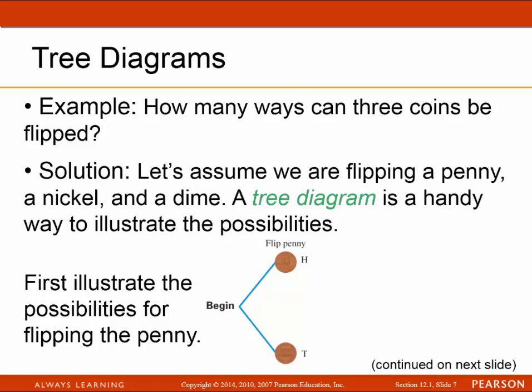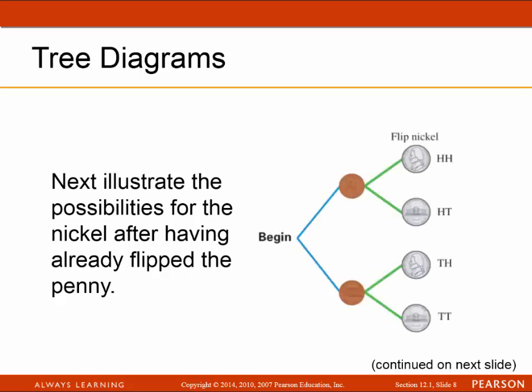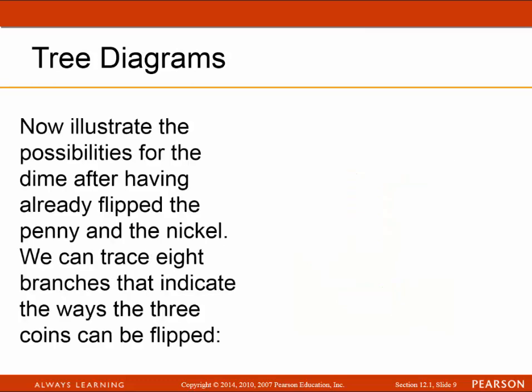so there are 2 possibilities. Now the next thing is we're going to illustrate the possibilities for the nickel after having already flipped the penny. As you can see, we either have heads or tails, and then if we have heads, then when we flip the nickel, the possibilities are either heads or tails. The same thing, if we have tails on the flip, the possibilities are still heads or tails for the nickel. Now the next thing is we're going to illustrate the possibilities for the dime after having already flipped the penny and the nickel. Now we can trace 8 branches that indicate the ways that 3 coins can be flipped.